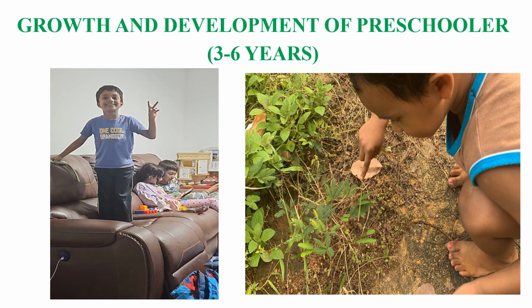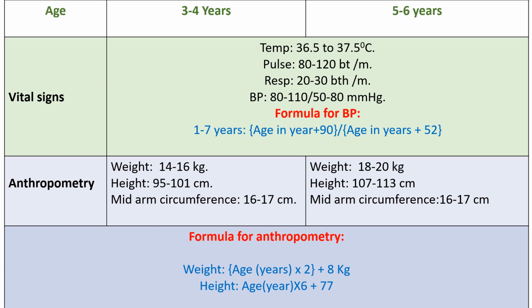On to the growth and development of a preschooler, that is from 3 to 6 years of age. Vital signs. Here, for convenience, I have classified the age group into 3 to 4 years and 5 to 6 years. Some common features you can also observe. For vital signs, you need to see the temperature, pulse, respiration and BP. The BP formula I have already told you for 1 to 7 years. That same formula you need to know: age in years plus 90 by age in years plus 52.